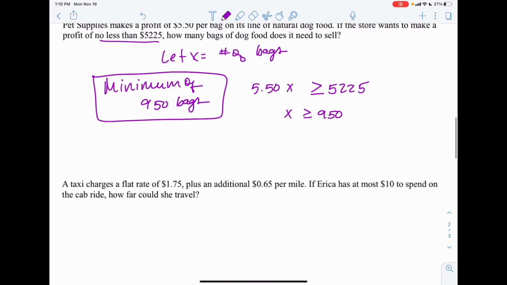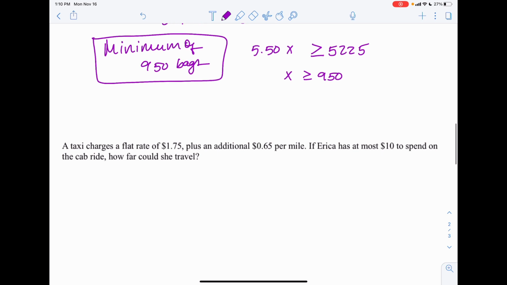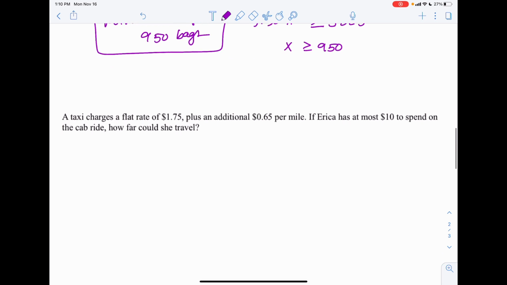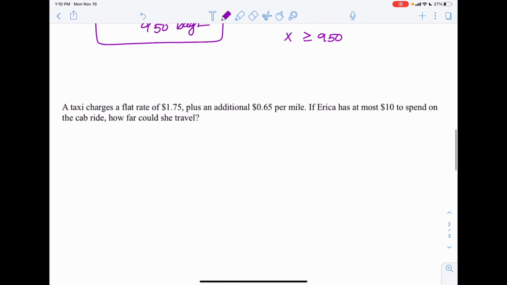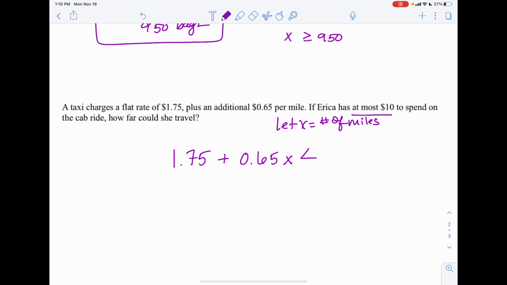All right, let's try another one. A taxi charges a flat rate of $1.75 plus an additional 65 cents per mile. If Erica has at most $10 to spend, how far could she travel? All right, so it's $1.75 no matter what, plus 65 cents for every mile. So let's let x equal number of miles. And then it's at most $10, which means she can only spend less than or equal to $10.